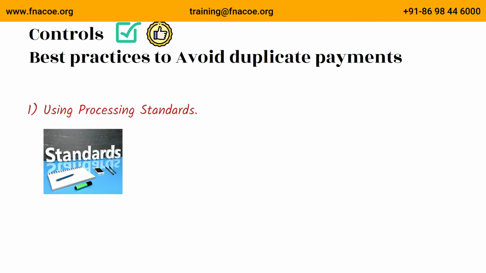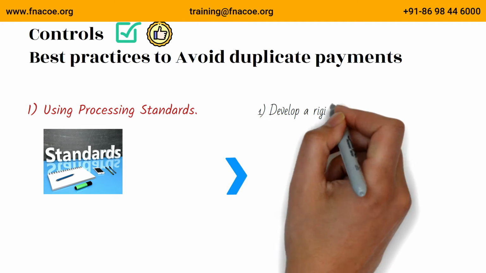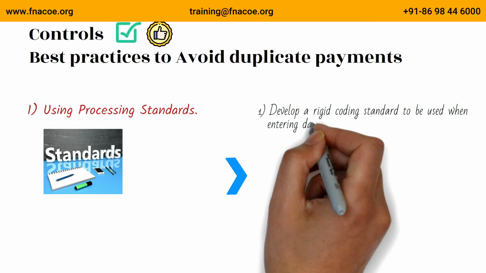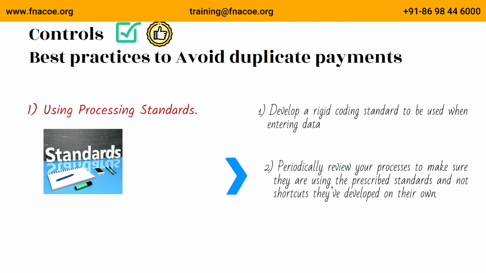The reality is that sometimes mistakes are made within accounts payable, especially when each invoice processor handles invoices in a manner he or she believes is the best. It's not that one person is doing it wrong. It's just that unless everyone processes invoices in exactly the same manner, there are going to be duplicate payments introduced. Hence, the best practice is to develop a rigid coding standard to be used when entering data. Periodically review your processes to make sure they are using the prescribed standards and not shortcuts they have developed on their own.